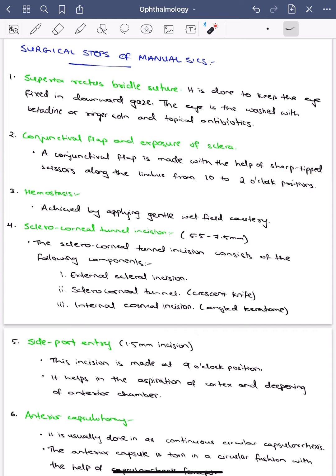Okay, so the first is superior rectus bridle suture, the second is conjunctival flap and exposure of the sclera, and it is done from 10 to 2 o'clock positions with the help of sharp tipped scissors. Now, the third is hemostasis. Now, once there is exposure of the sclera, bleeding can occur. Now, to stop this, hemostasis is done, and this is achieved by gentle wet field cautery.